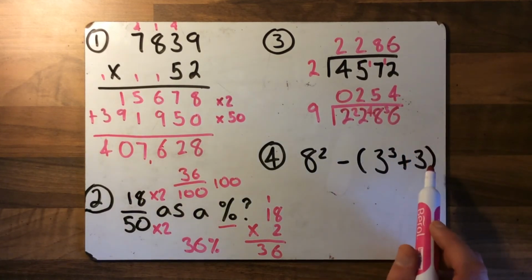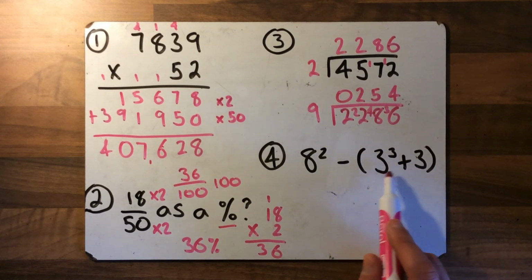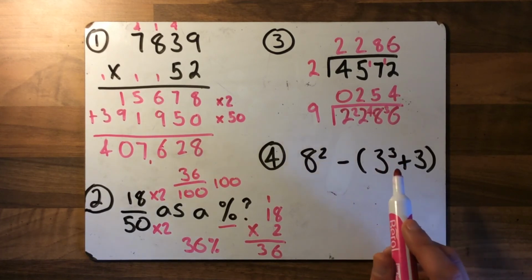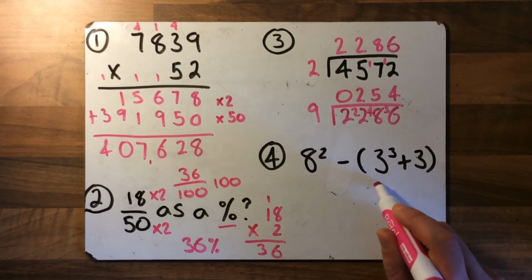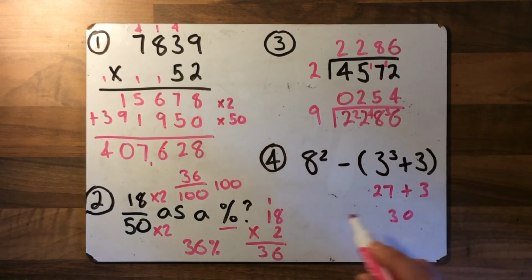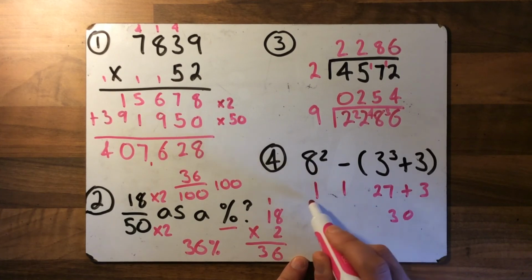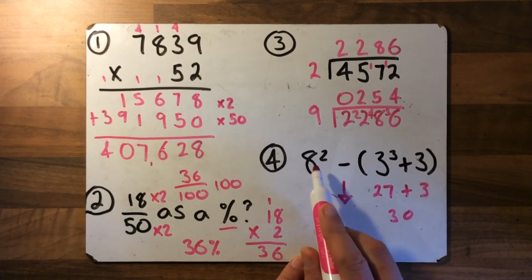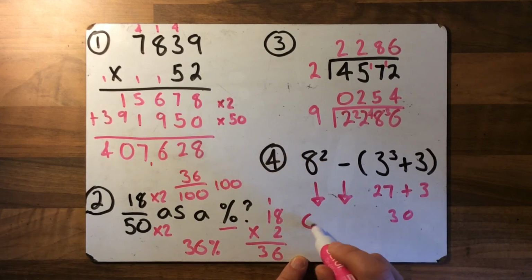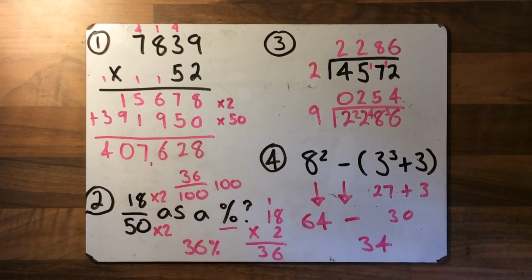So finally, this BIDMAS question. Remember, we've got brackets first of all, so this is what we solve. So we look at the brackets. Within the brackets, it's got some indices. So 3 cubed, 3 times 3 times 3. 3 times 3 is 9. 9 times 3 is 27. 27 add 3 is 30. So then these can be moved down. So 8 squared, remember that is 8 times 8, which is 64, subtract. So 64 subtract 30 is 34.